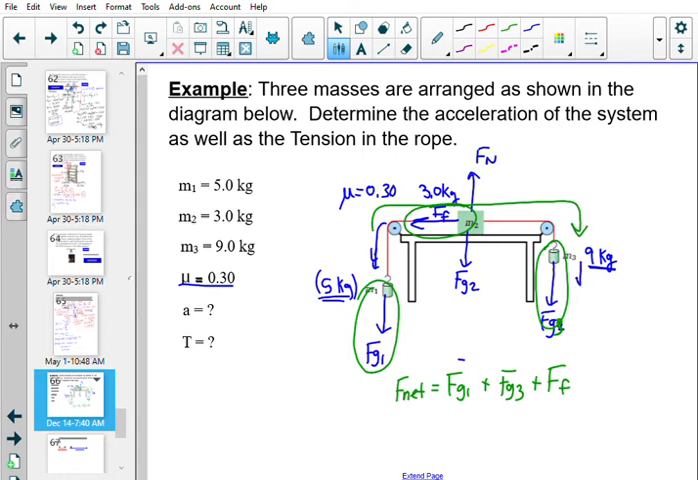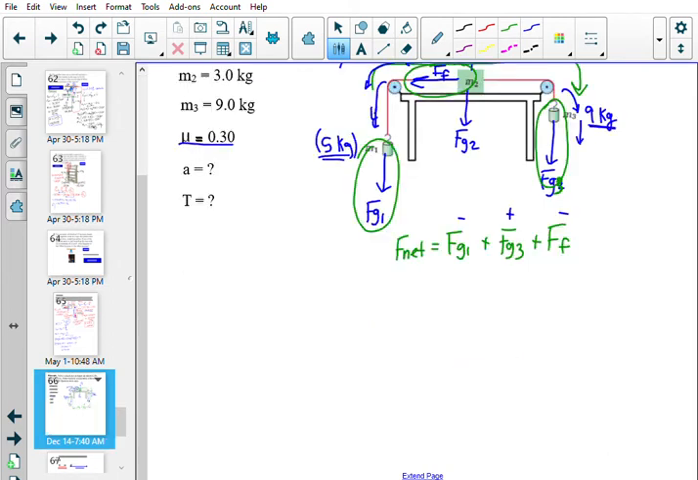Fg3 this way is trying to make it go clockwise, so this is a positive one. And friction being backwards is making the pulley turn in a counterclockwise direction, so this is going to be a negative. So I've got the information to go work those numbers out. I'm going to go try and calculate each one of these.